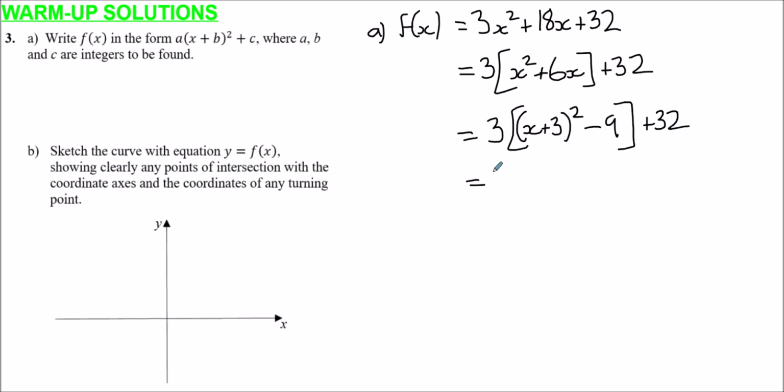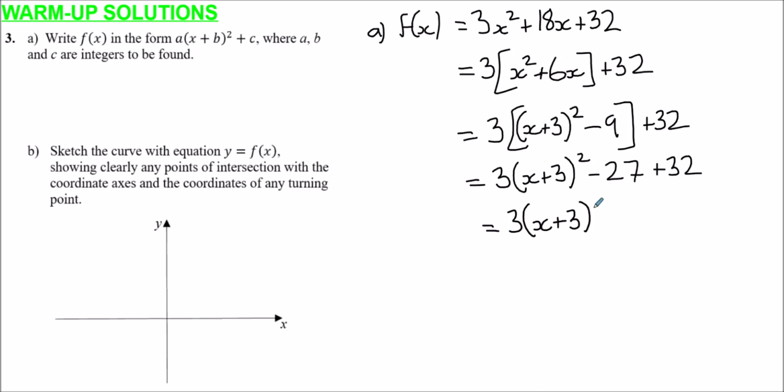Now we can expand out. So we've got 3 lots of x plus 3 squared. 3 times minus 9 is minus 27. And of course that plus 32 is still hanging on there at the end. Finally, just simplify the values. So 3 lots of x plus 3 squared. And 32 subtract 27 leaves us with plus 5. So that's what we need it in the right form. So in our case, a is 3, b is 3, and c is 5. It doesn't ask us to state a, b, and c, but we've got it in the right form, so that'll do.